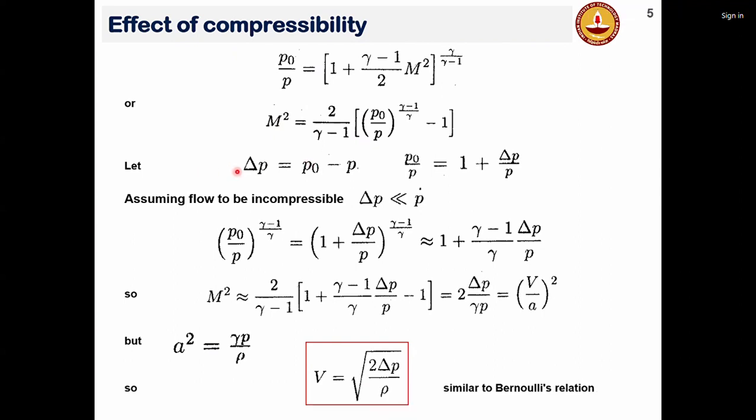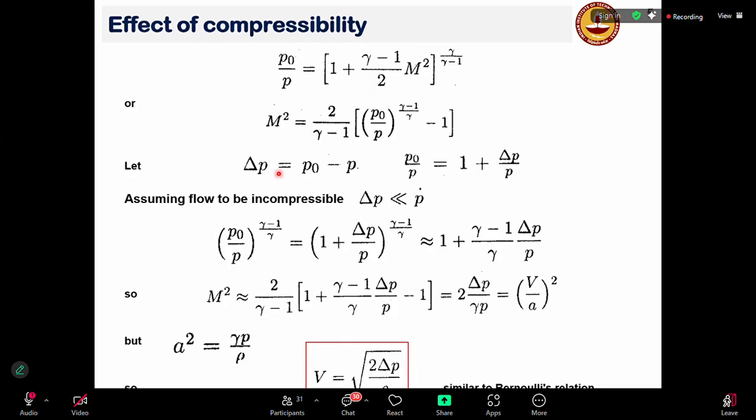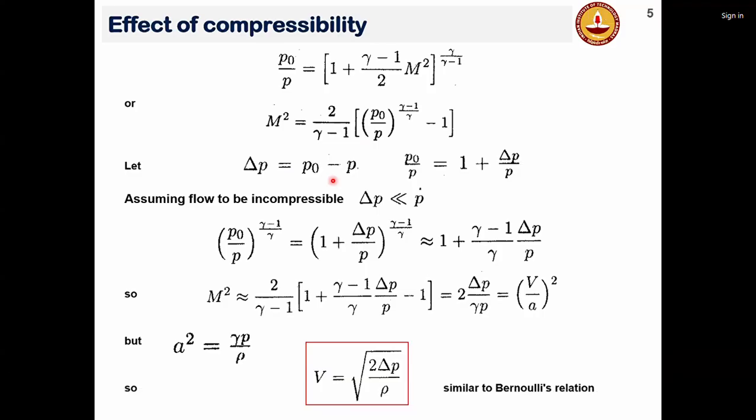Now, let's say the difference between the stagnation pressure and static pressure is not very large. Then we can actually write from here, just adjusting, dividing by P, P naught minus P by P. So P naught by P will be equal to 1 plus delta P over P. Now, if you assume flow to be incompressible, then delta P is much less than P, right?